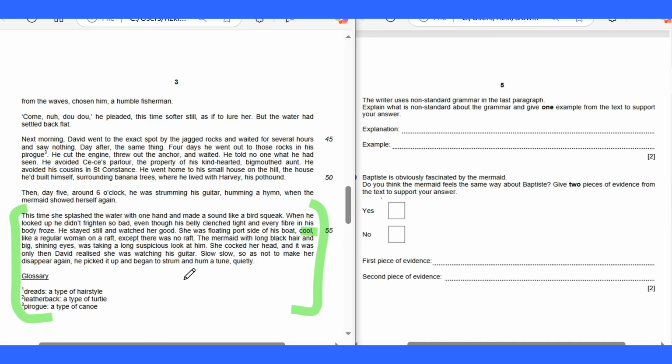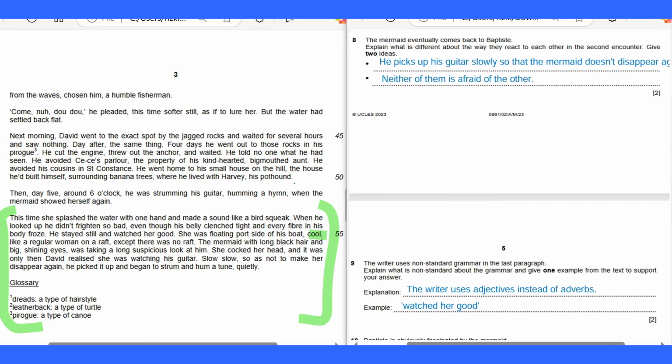Alright, let's check out the answer, guys. The writer uses adjective instead of adverbs. Example, watch her good. In here we can see watch her good. So watch her followed by adjective instead of adverb. Good is an adjective. Or if you have any other idea, please write down in the comment section for this number 9.